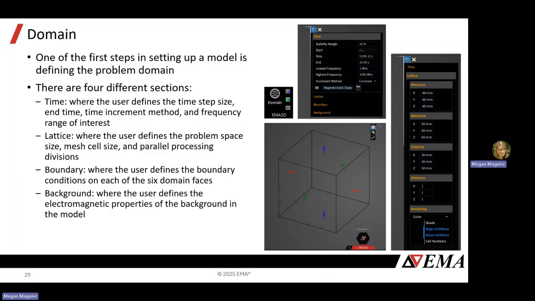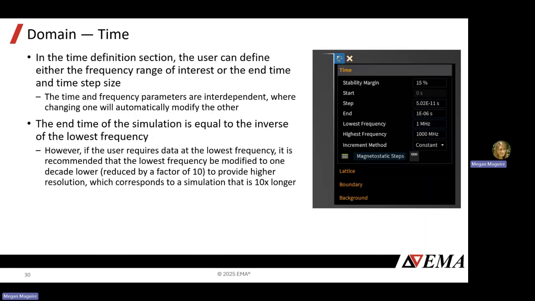Boundaries, so these would be the boundary conditions on the 6 different domain faces. Depending on your problem, you may use different boundary conditions. And then lastly, there's the background, which is the background electromagnetic properties of your model. The default is just vacuum or air, but you can change that property to have the whole domain be some other material.